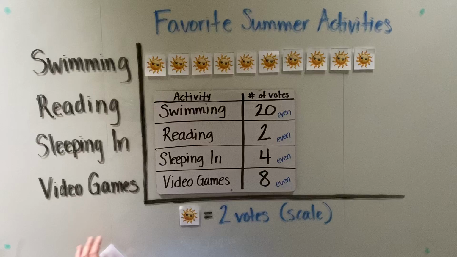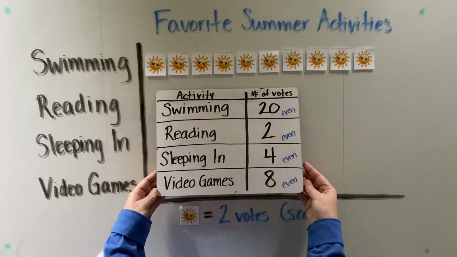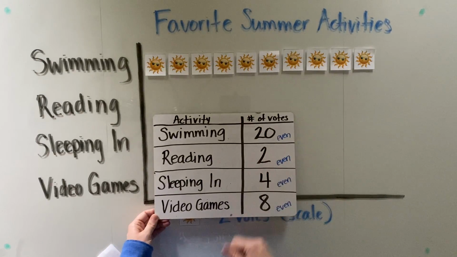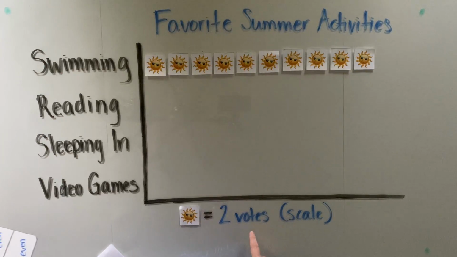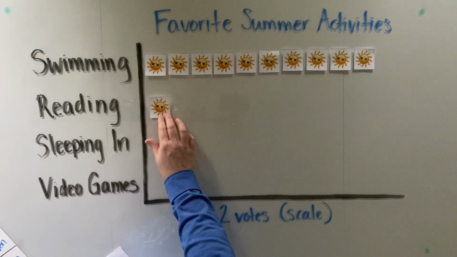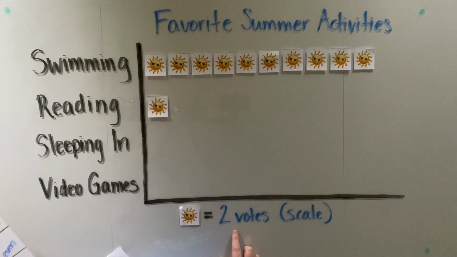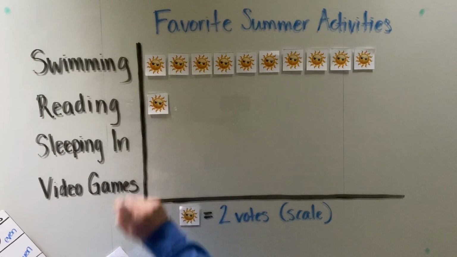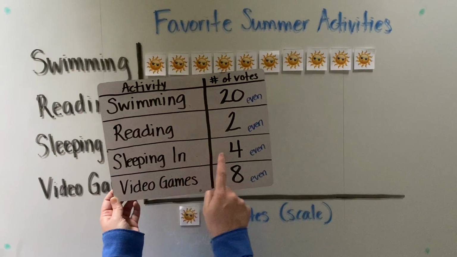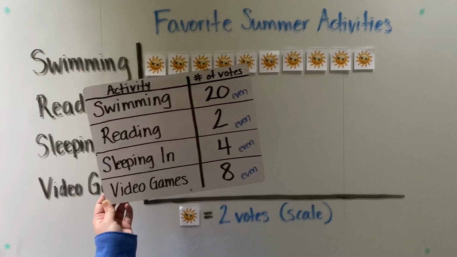Now we're going to do reading. Poor reading. Y'all need to find some exciting books that'll get you pumped up to be summer readers. Reading only got 2 votes. Our scale is 1 sun equals 2 votes. So how many suns will reading have on our picture graph? That's right, only 1. 1 sun equals 2 votes, and reading only got 2 votes, so it only gets 1 sun.